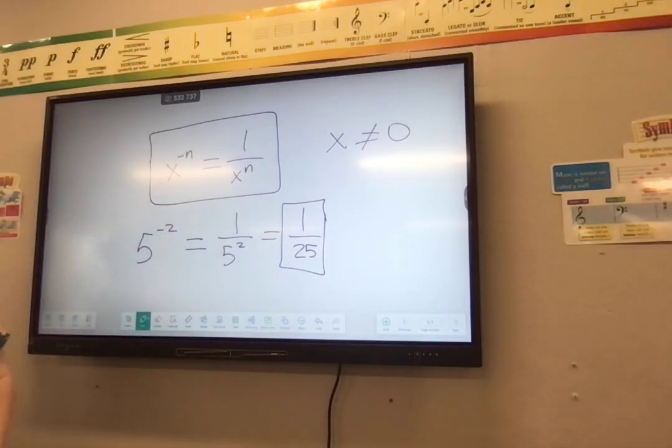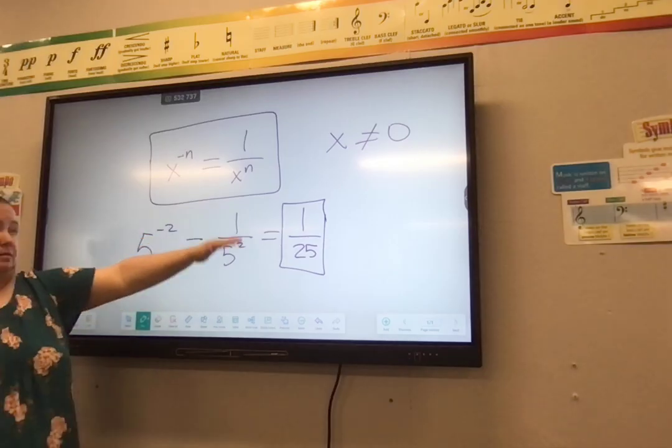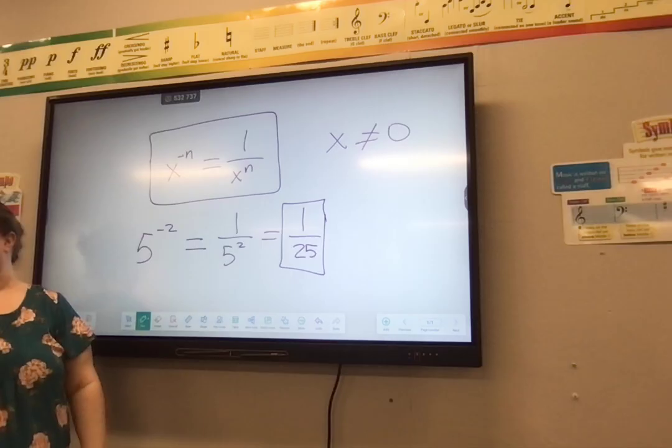Wait, what do you mean by 5 squared? Like, 5 times 5. That's what we did yesterday. Why did we take away the negative number? Because you can't have a negative in the exponent. Okay. So when you move it below that line, that takes away the negative.